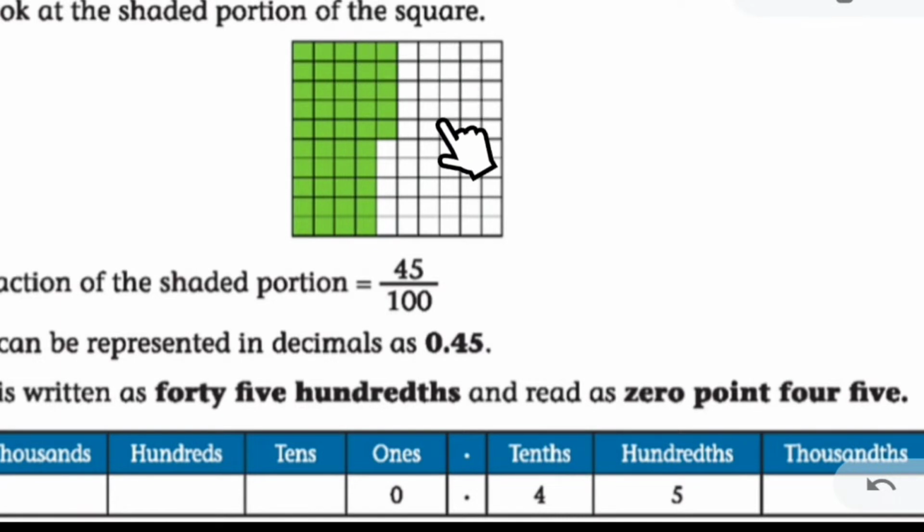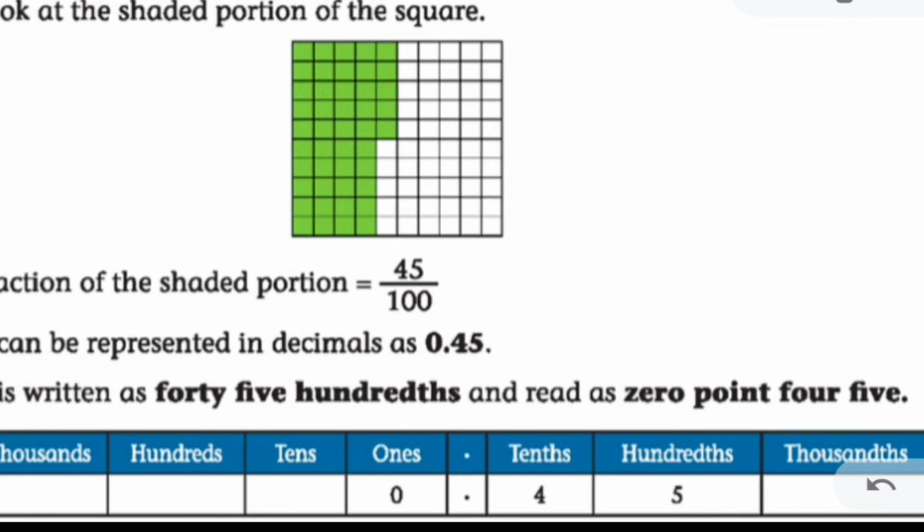Look at the shaded portion of the square. First, how many total parts are there? Yes, very good, 100 parts and the shaded part is 45. So the fraction of the shaded portion is 45 by 100. How can we write it in decimal? It can be represented in decimals as 0.45.